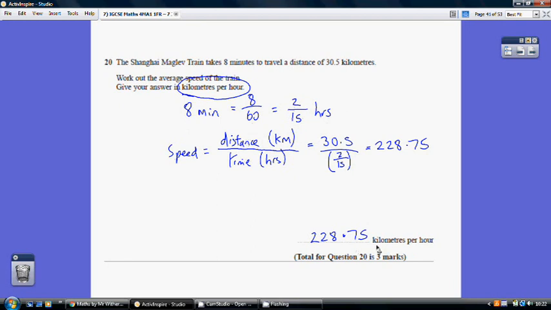We're trying to work it out in kilometers per hour. So we need the distance in kilometers and we need the time in hours. Now the distance is 30.5 kilometers, and we've just worked out that the time in hours is 2/15. So we do 30.5 divided by 2/15, and we just do this on a calculator, gives us an average speed of 228.75 kilometers per hour. So the key bit here is make sure you go and divide it by the number of hours. Do not try and use the minutes. And of course 0.08 is not how you go from minutes to hours.